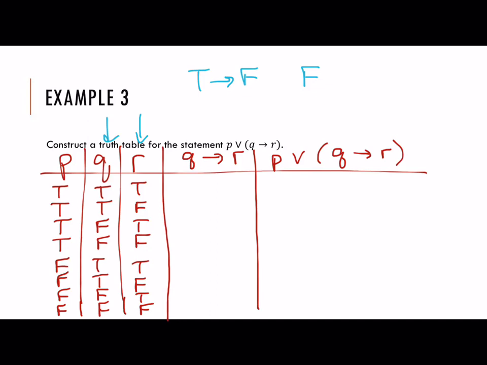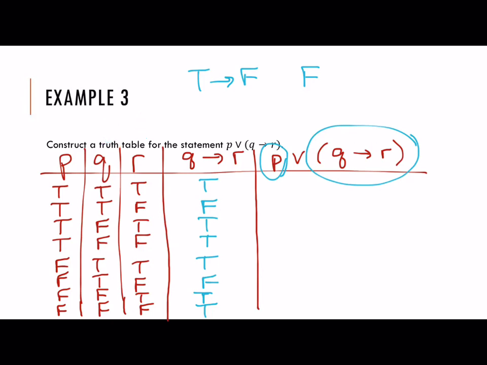So I would look through and find any TFs. I've got a TF here and a TF here, and in both of those cases, the statement is false. And in all of the other cases, the statement would be true. So I'd fill in trues. True, true, true, true, false, true, true. And then after that I would do this or statement. So I want to look at the two things on either side. So I want to look at the P column and then also the column for if Q then R. And then I would refer to my basic table for disjunctions, for or statements.